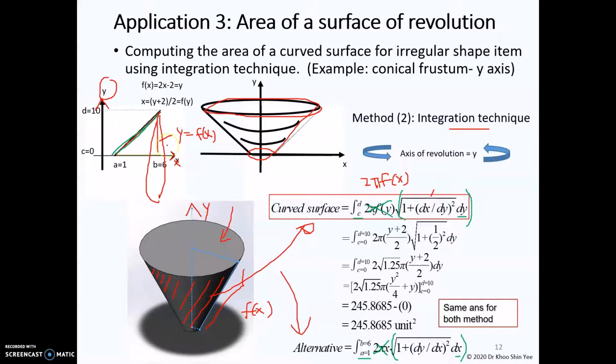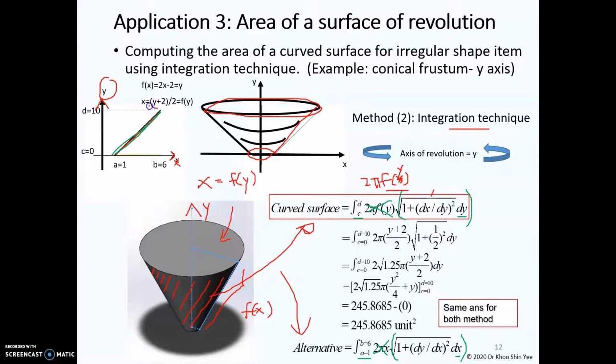Then in this case, you know that this function is rotated with respect to the x-axis. However, in this case, we are rotating with respect to the y-axis. So you need to change the radius of the circumference into the y function. So what is the y function? Basically, x is equal to your y function.